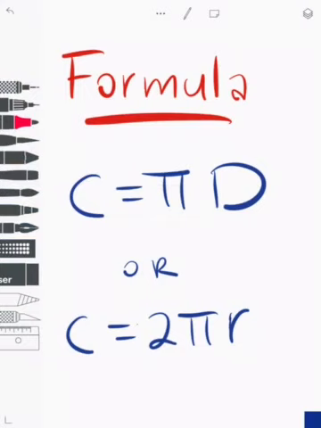So there are two forms of this formula: c equals pi times d, or c equals 2 pi r, r standing for radius. For our purposes, I'm going to use c equals pi times d. However, there is the other form, so whichever form you prefer to use, please use that.